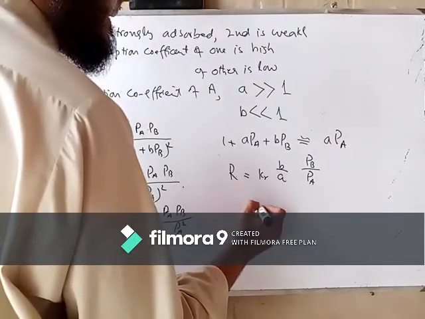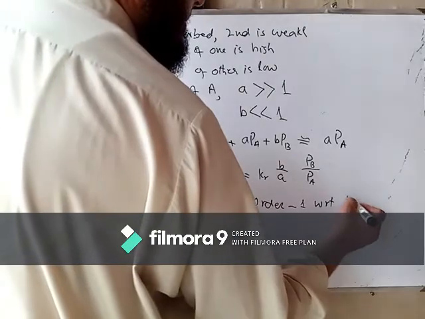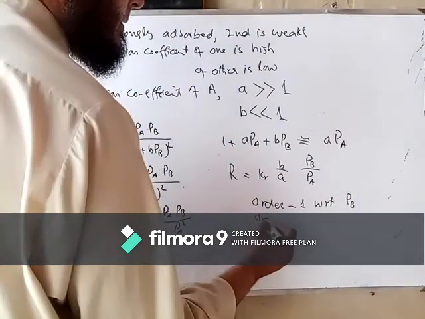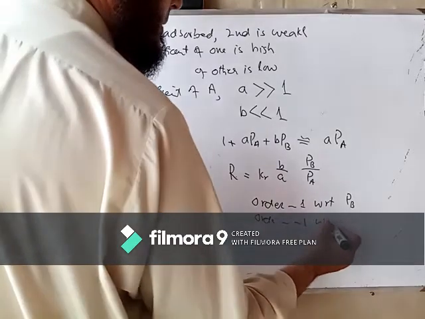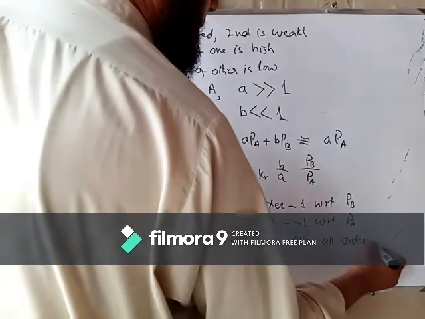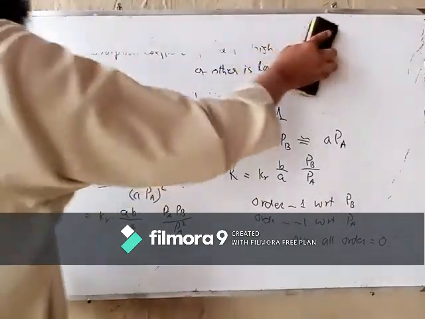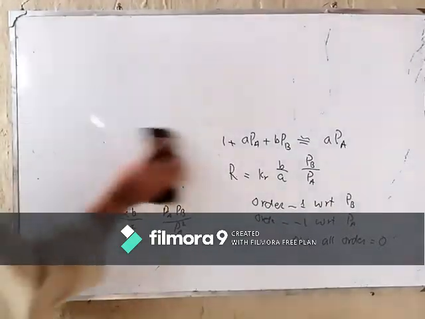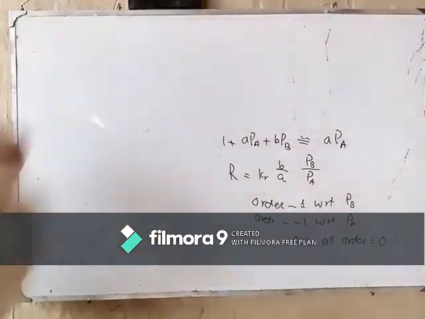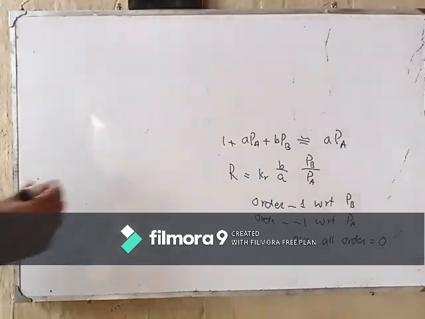This reaction order is 1 with respect to B and order is -1 with respect to P_A. So overall order is 0. So this equation shows that rate of reaction decreases with pressure of A. According to this equation, increase in pressure of A will decrease the rate of reaction when A is strongly adsorbed.